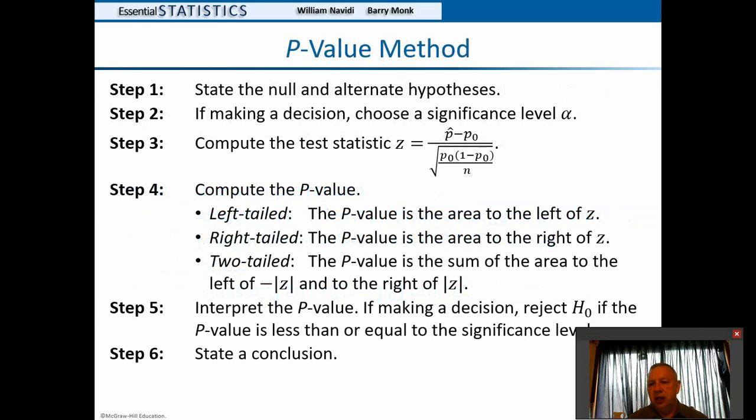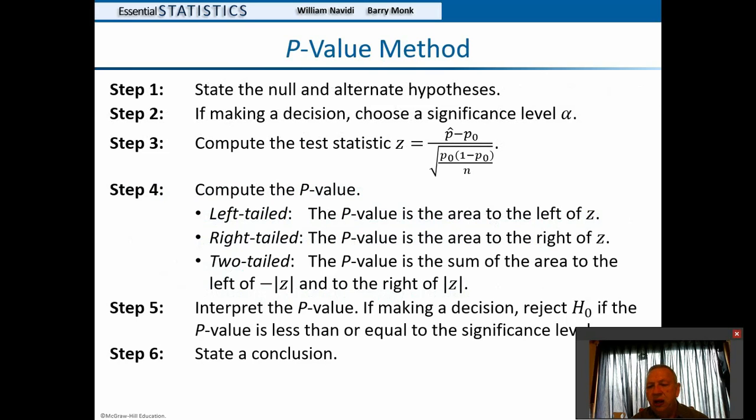So here are our steps again, whether we're going to do the p-value method or the critical value method, the first steps are the same. I state the null and alternative hypothesis. Actually, I need to start with a claim. I do a claim and its complement to get those statements correctly, and assign H0 and H1, the alternate hypothesis. I need to have some significance level alpha.